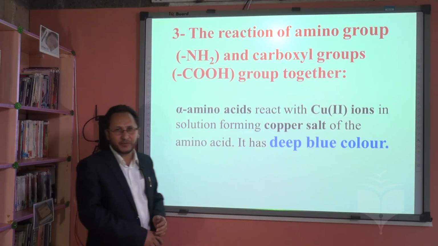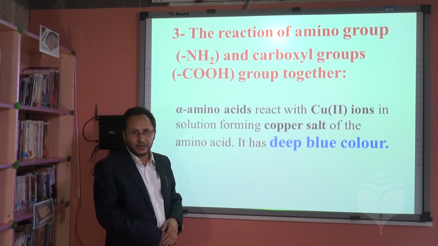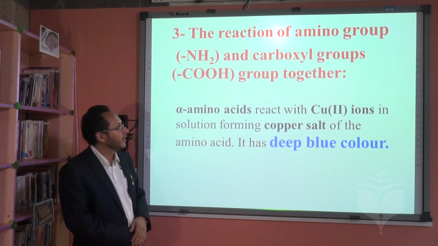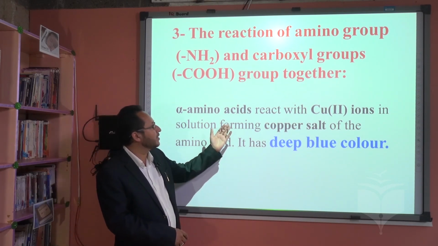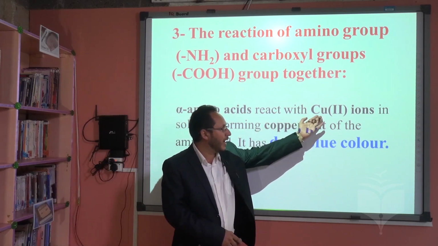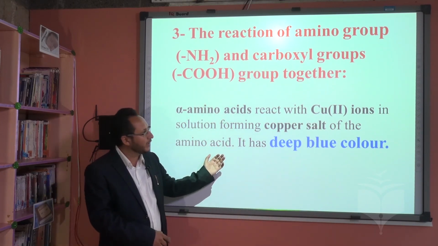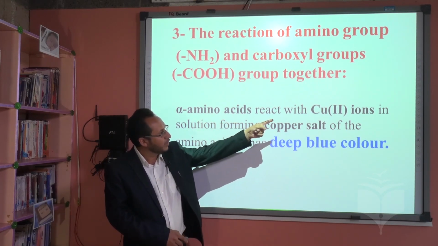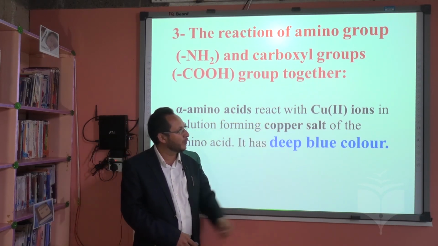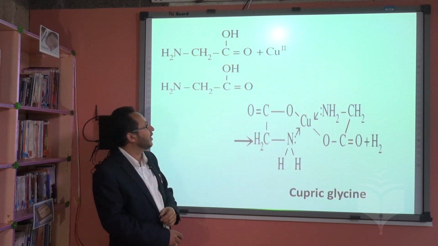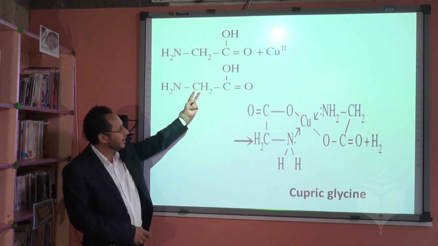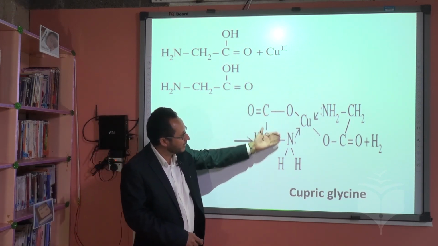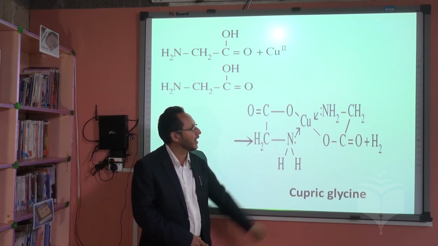Now the third type of reaction, where both the NH2 and COOH react at the same time. They react with metal ions such as copper ions here, forming salts. If you have two amino acids reacting with copper ion, we will get a deep blue color, a compound like this one. So this is glycine, another glycine reacts with copper ion. They give us this compound. We call it copper glycine.